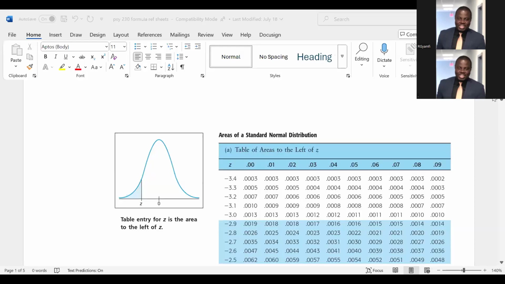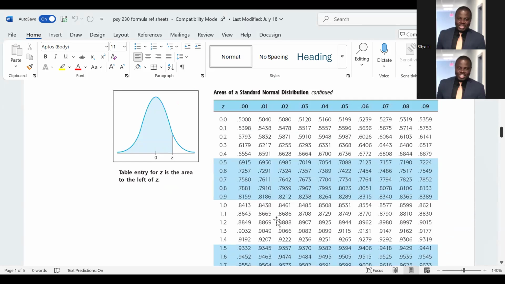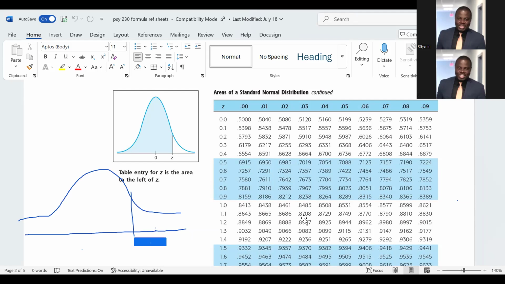All right, so I'm going for 1.13. So here I'm at 1.1. And then on top here, I've got 0, and then this is what I want, 0.03. Then I go to 1.1. Oh, look at that. I've got 0.8708. But we do know that what we are looking at is a right-tailed. The table would always give us the area to the left. So this part is 0.8708.